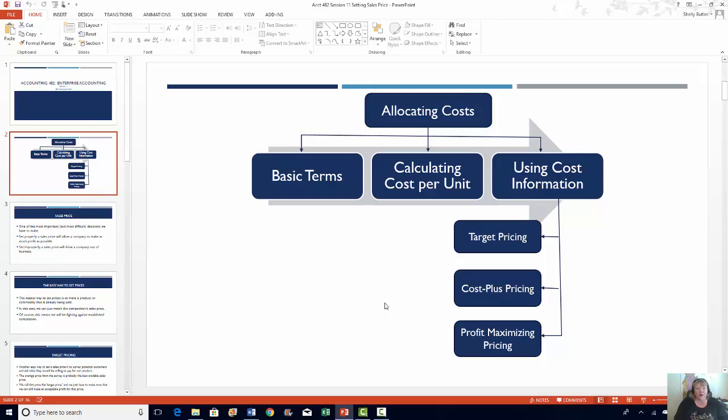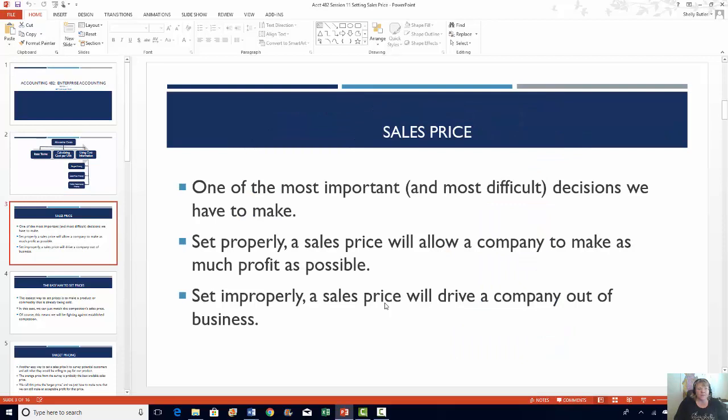We've looked at allocating costs. We've looked at the basic terms. We've looked at calculating cost per unit, and now we're going to look at using the cost information. We're going to look at target pricing, cost plus pricing, and profit maximizing pricing. And they're just different formulas to help you come up with the correct price. But it's not all quantitative. It is also market information.